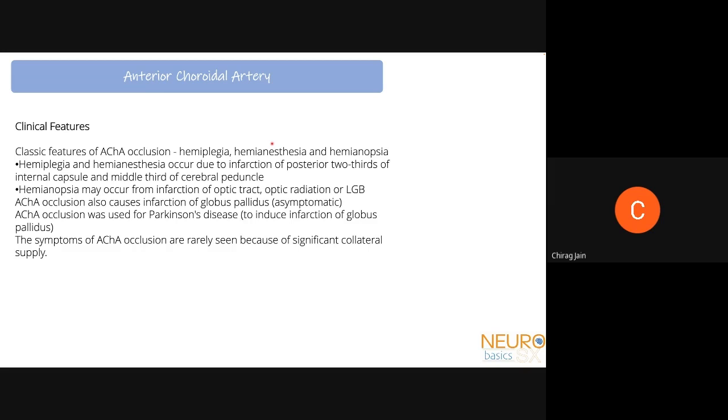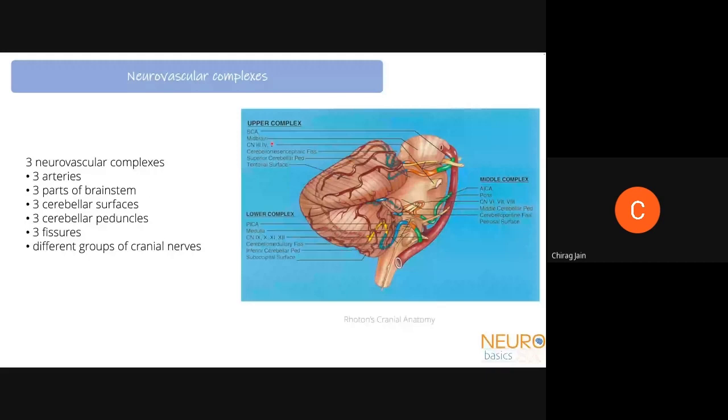Infratentorial arteries are a slightly complicated topic, and they're in a very small area. They're in the posterior fossa, and they're surrounded by a lot of important structures, including the brainstem and multiple cranial nerves. So, thankfully, they have been divided into three complexes, which can help us understand the anatomy and how to surgically approach them and figure out what structures surround them. So, there are three different neurovascular complexes.